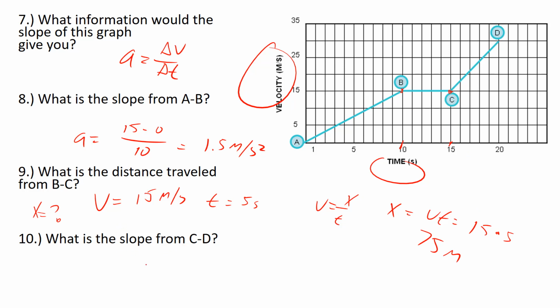Okay, so what is the acceleration from C to D? Acceleration is, you ended off at 30. You started off at 15 meters per second. The time it took was 5 seconds, or 20 minus 15. And so you get 15 divided by 5, or 3 meters per second squared.